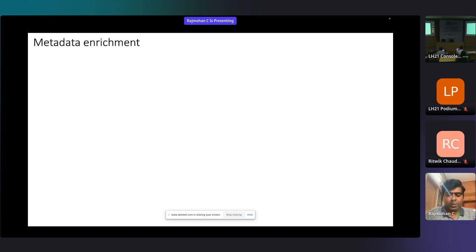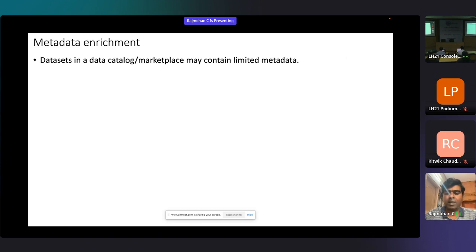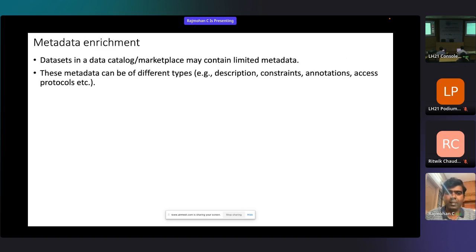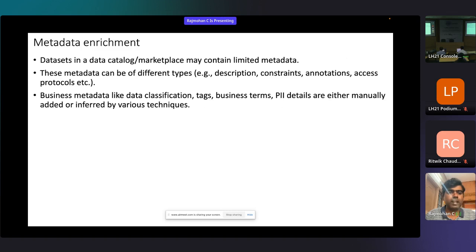Now we are jumping into the next topic, which is metadata enrichment. Till now we have been talking about data and the quality of data, but metadata also plays a key role in data discovery. The problem is, generally data sets contain very limited metadata, and this metadata can be of different types. Some metadata describes the data set, some could be constraints or annotations on the data set, or it could be about access protocols. There could also be business metadata, for example data classification, tags, business terms, PII details, and this metadata could be manually added, or inferred by some programmatic techniques.